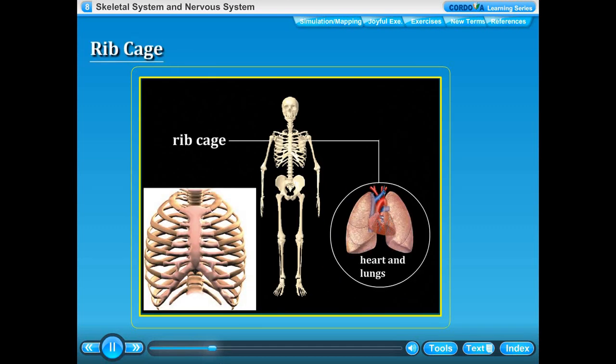Ribcage. Ribs are thin and curved bones. They make a cage around our chest. This cage of bone is known as ribcage. It protects our heart and lungs. There are 12 pairs of ribs in the ribcage. The last 2 pairs of ribs are free and called floating ribs.